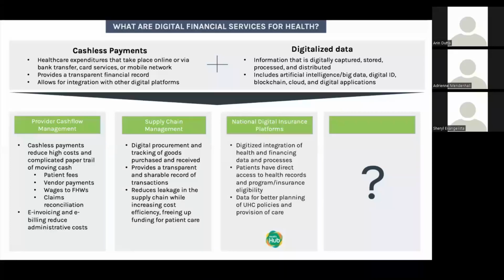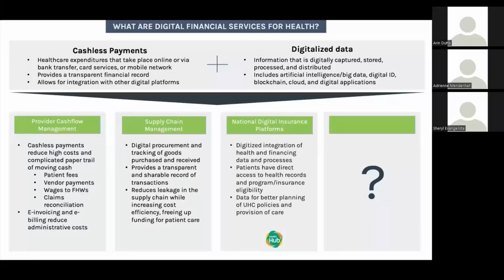And I just want to bring up the example of Singapore, which we'll be discussing. I'm not going to go too in depth right now because we're going to be discussing it later, but they were able to successfully integrate this health and financial data and give patients access to that data.